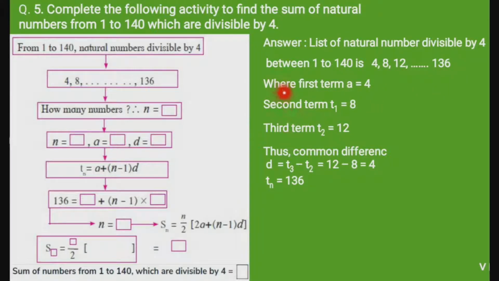So from this we say here, first term a equals 4, second term t2 equals 8, third term t3 equals 12. So the common difference d equals t3 minus t2. t3 is 12, t2 is 8. So we write d equals 4. So we have last term 136, which is the value of Tn. So we write Tn equals 136.